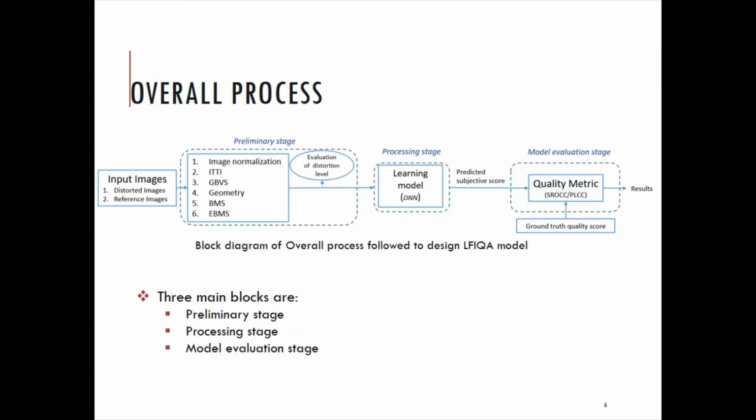Overall process, it has three main blocks. The preliminary stage related to distortion level measurement on saliency map and normalized image. The processing stage where we implement our light field image quality assessment model, and model evaluation stage which evaluates the performance of the light field image quality assessment model.